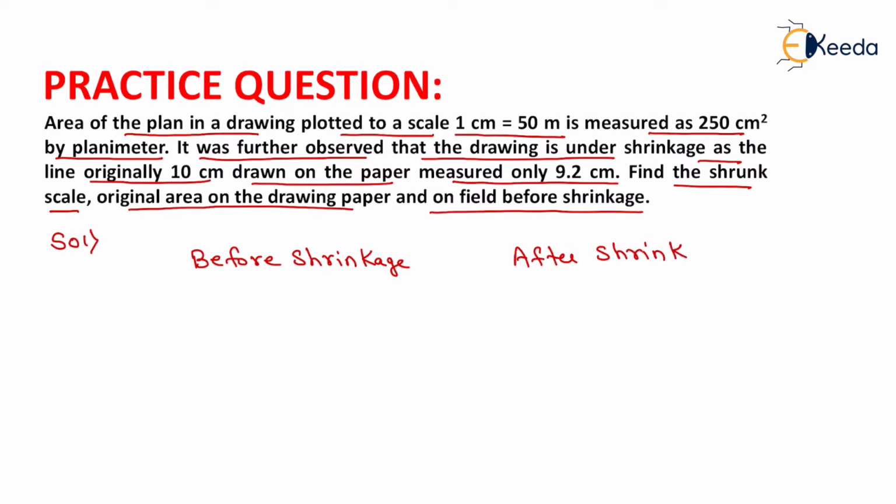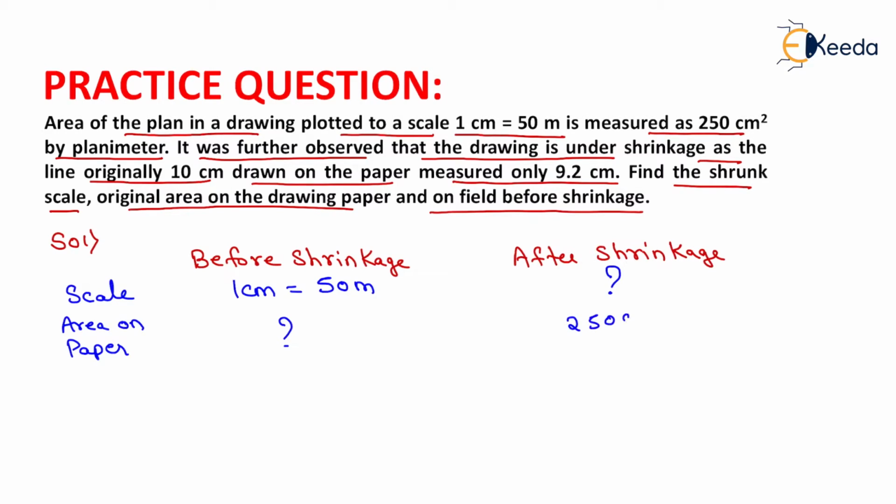Now we will write each given value one by one. The first one is scale. Before shrinkage the scale is already given in the question, that is 1 centimeter equals 50 meter. Now we need to compute the after shrinkage scale, that is the shrunk scale. The next one is area on paper. Area on paper before shrinkage we need to calculate, and after shrinkage it is given in the question as 250 centimeter square.